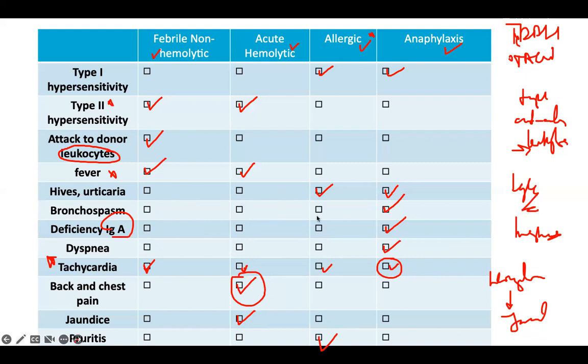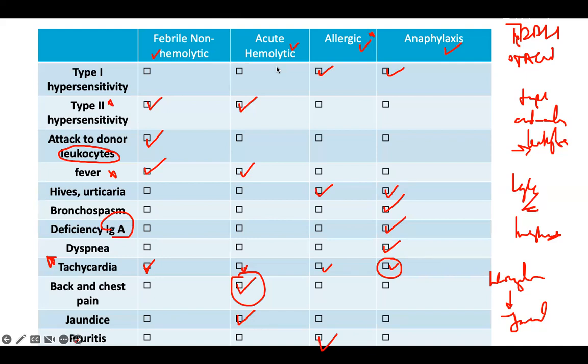How do they look? Key features for each of them. What are the key features for febrile non-hemolytic? It is non-specific, like tachycardia. They may have fever. That's the classic for them. And they have headache, flushing, chest pain, which is a type 2. Acute hemolytic: usually there's an interaction between antibody and antigen. They can have fever. They can have hypertension, tachycardia. They have back pain, chest pain, and jaundice.